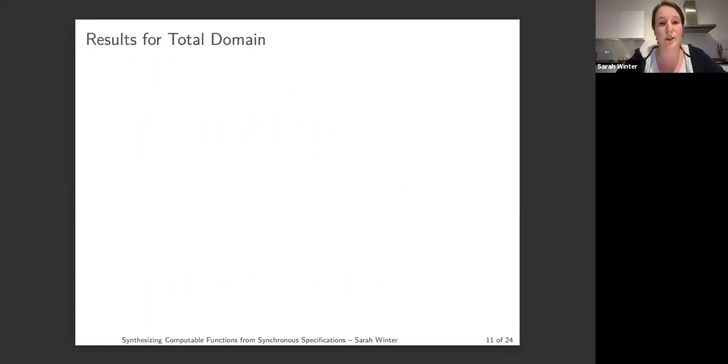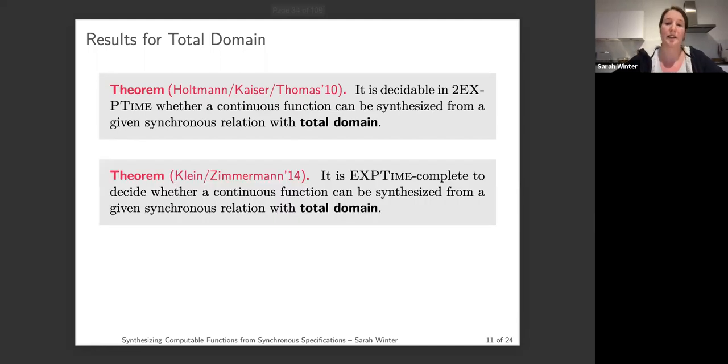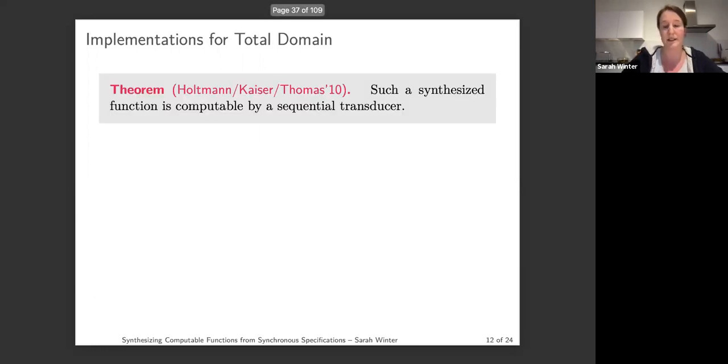Now I want to show you some results for total domain that were already known. In 2010, it was shown that it is decidable in 2EXPTIME whether a continuous function can be synthesized from a given synchronous relation with total domain. And it was later shown that this problem is EXPTIME-complete. Now we ask ourselves, when we synthesize a continuous function, is this also a computable function? Because this is what we want. It turns out that in this case, the synthesized functions are computable, and they are computable by sequential transducers.